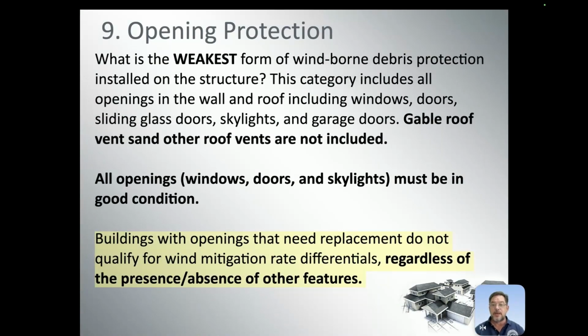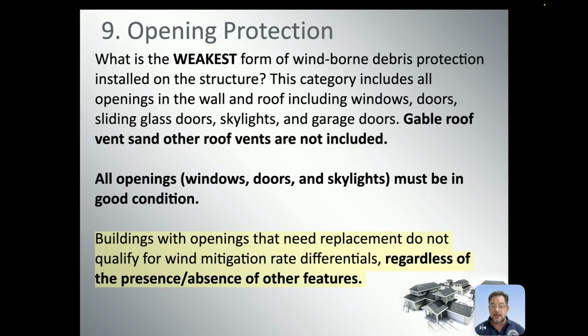So we're looking for opening protection. We're looking to see what's the weakest form of windborne debris protection installed in the structure. So this includes all openings in the wall, including roofing, windows, doors, sliding glass doors, skylights, garage doors. Gable vents and other roof vents are not included. So just remember that venting is still allowed. We kind of touched on this earlier when we talked about soffits and things like that. Things that don't have to be protected, technically, can be considered an opening, but all openings, windows, doors, skylights must be in good condition.